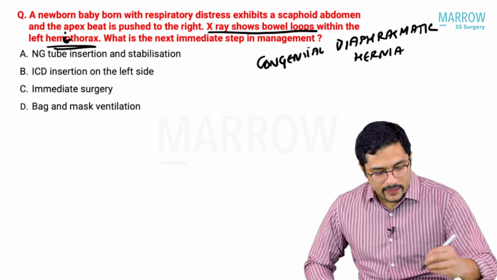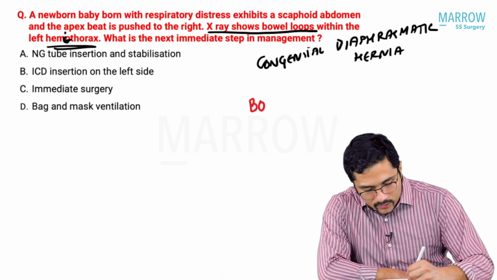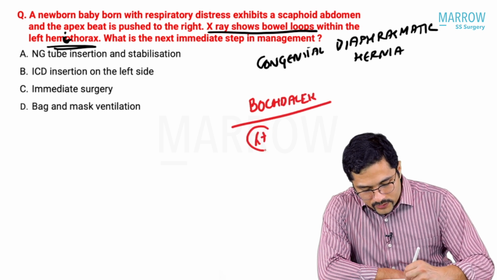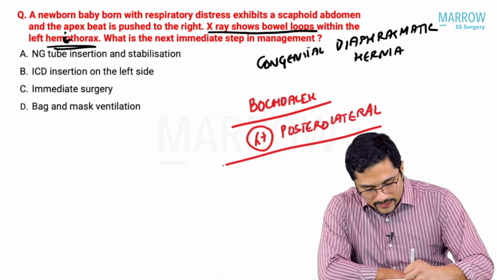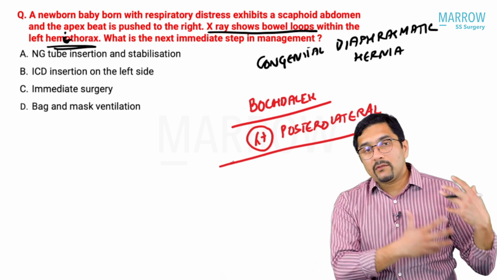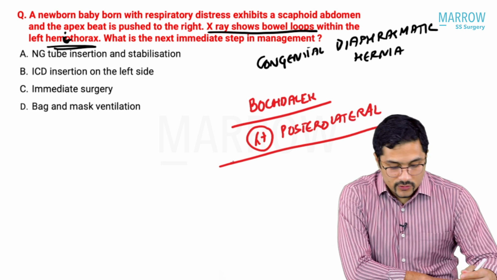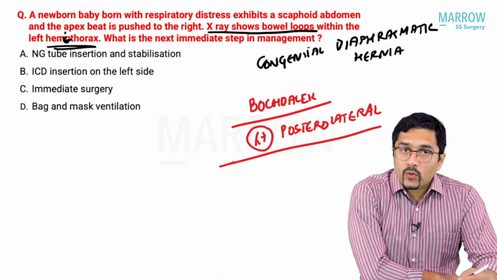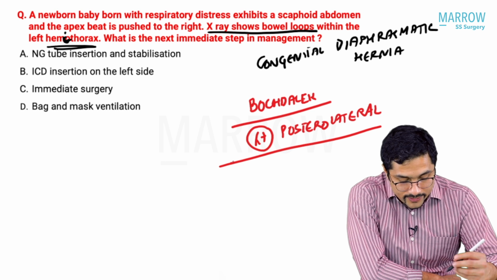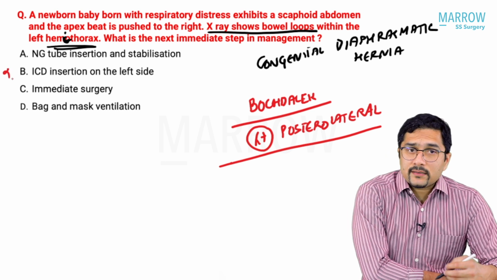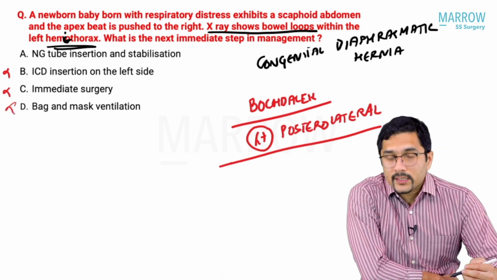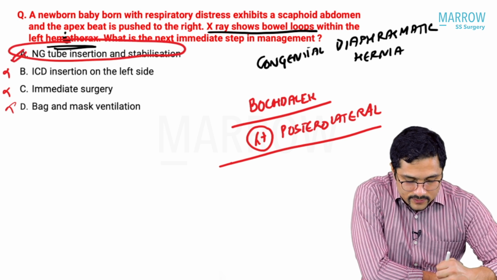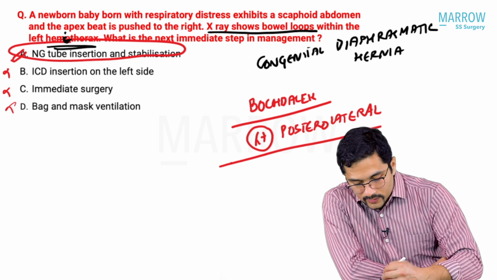And you know congenital diaphragmatic hernia, the most common one is Bochdalek. Bochdalek is left posterolateral, right? That is why there are bowel loops in the left hemithorax. The apex beat is shifted to the right. In such a patient, you know that bag and mask ventilation is contraindicated. ICD should not be inserted, you can injure the bowel. Immediate surgery you will not do, you will first stabilize the patient. Bag and mask is not done. So, we do a nasogastric tube insertion and we stabilize the patient first.